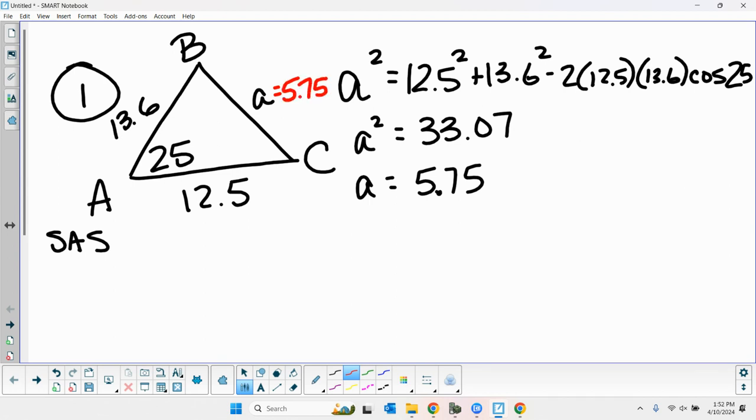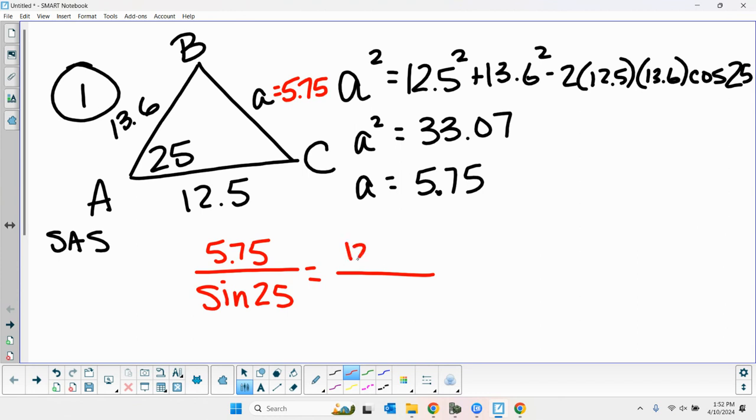All right. Now, which angle do I find? The angle B or the angle C? B. Why are we finding B? Smallest. The smallest one. Correct. Anytime we go from law of cosines to law of sines, we're going to find the smaller of the remaining two. So we go 5.75 for side A over the sine of angle A equals 12.5, the shorter side, which was side B, over the sine of angle B.